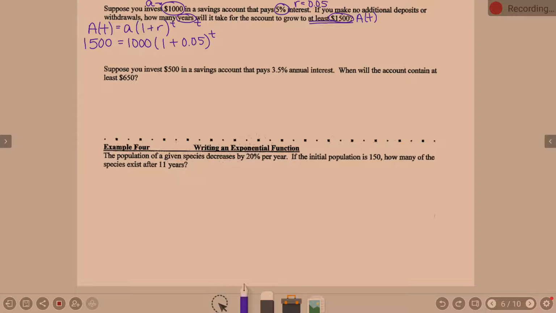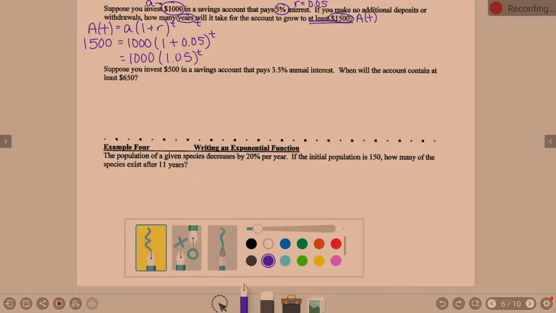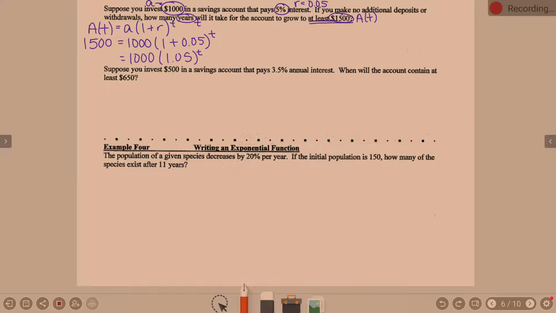Now, there's one piece of cleanup we could do right now. And what cleanup is that? In those parentheses, 1 plus 0.05 is 1.05. And our question is, when does that equal, or when is that, what was the wording? At least 1,500.